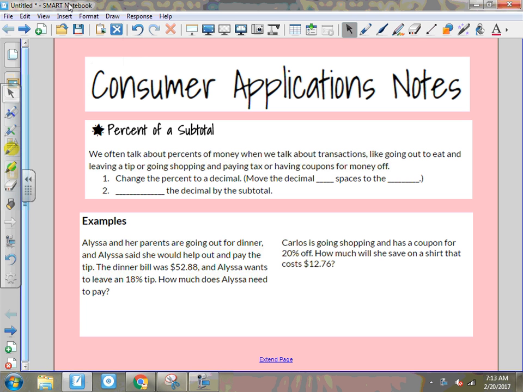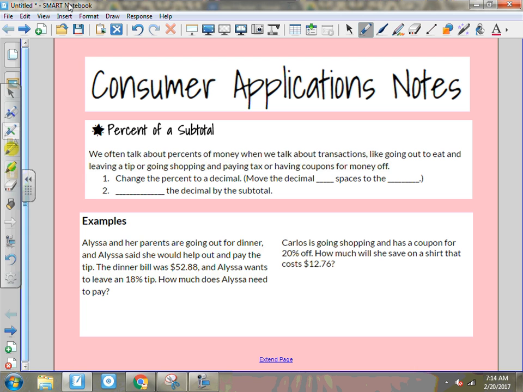All right, today we're going to be taking some notes on consumer applications and how we use proportions in the real world. So, first we're just going to fill in some blanks. We're going to talk about how we can find the percent of a subtotal. So sometimes we talk about percents of money when we talk about transactions, like going out to eat, leaving a tip, or going shopping and paying tax, or even having coupons to take money off.